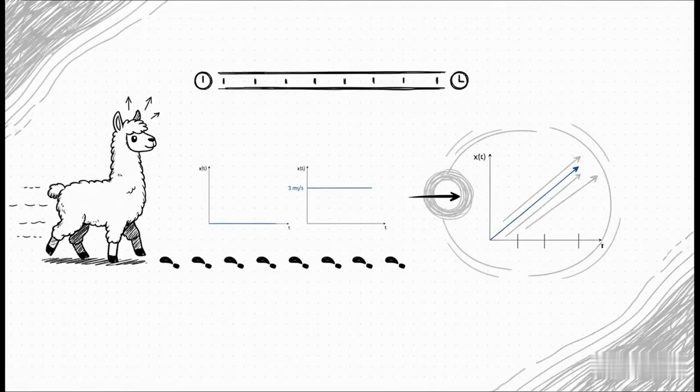And finally, we have the position graph. This one shows us how far the llama is moving from its starting point. Because its velocity is constant, it covers the exact same amount of distance every single second. This creates a perfectly straight, upward sloping line.